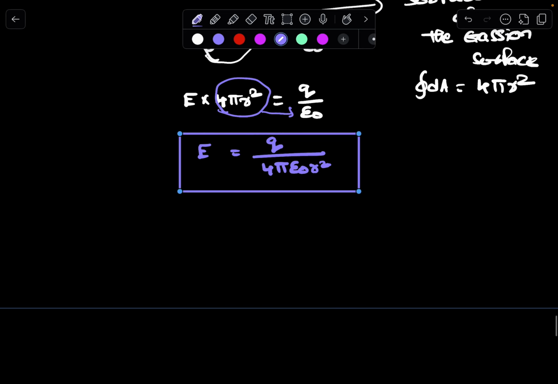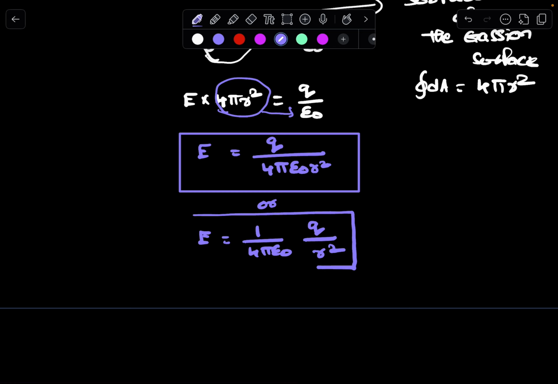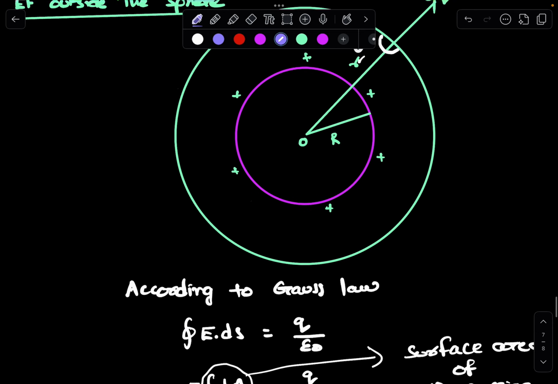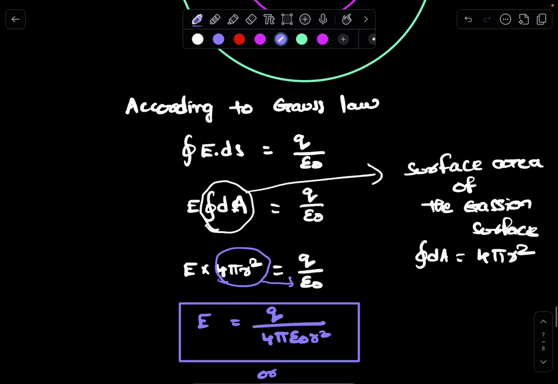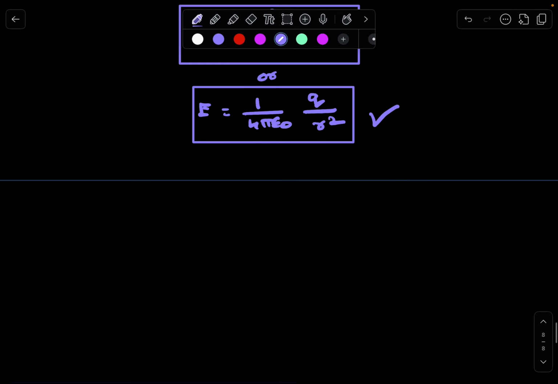or we can write this expression in another form: E is equal to 1 by 4 pi epsilon naught into q by r square. This is the expression for the electric field outside the hollow sphere. Now coming to the second case, the electric field at the sphere.